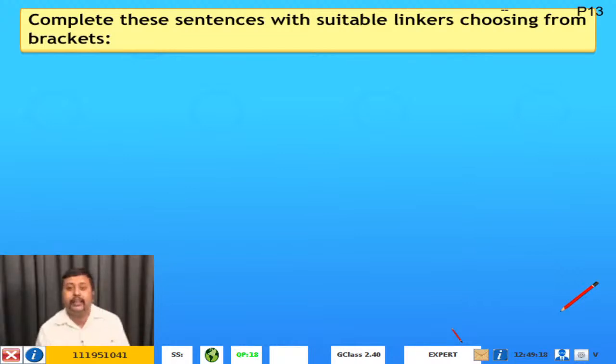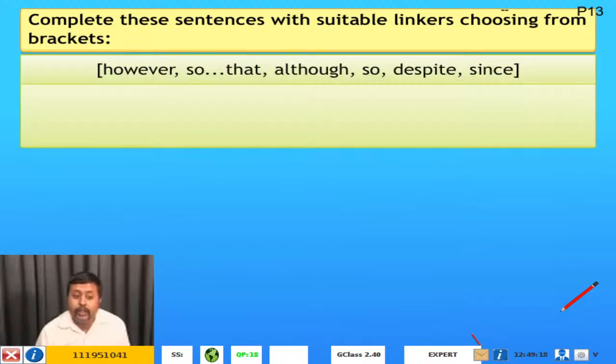Now here is an exercise that we all will do together. So what are we supposed to do? These are our linkers. What are these? Linkers. They are like however, so that, although, so, despite, since. Using these linkers, we have to complete the sentences.